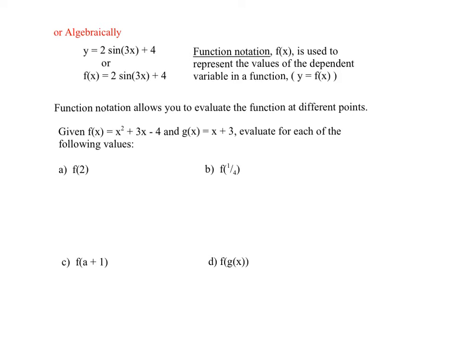So function notation allows us to evaluate the function at different points. Here we've got two functions, f at x and g at x. Let's start off by finding f at 2. So f at 2, and we're just going to sub 2 into the function. So 2 squared plus 3 times 2 minus 4, and that's going to give us 6. Next one's a little trickier. Same function. So f at 1/4 is equal to 1/4 squared plus 3 times 1/4 minus 4.